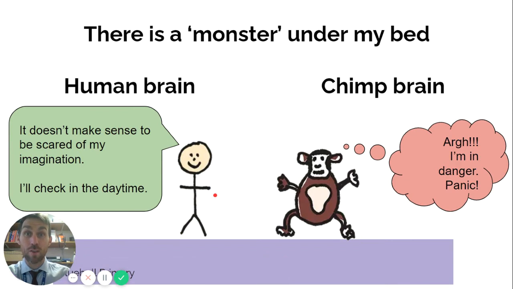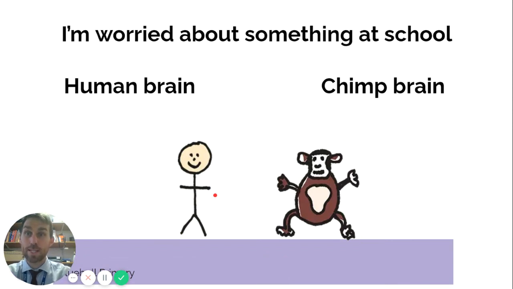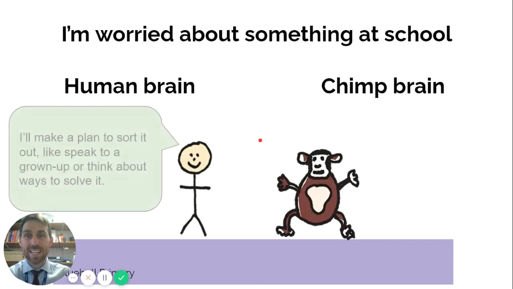Let's try another scenario. I'm worried about something at school. Now, this might have happened to some people. It might have been something that's bothering them about school. Now, you've got choices, which part of the brain you use. Human brain. What's the human brain like to say?